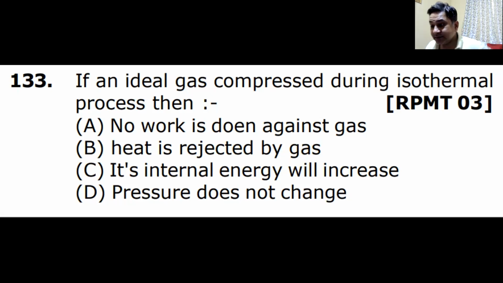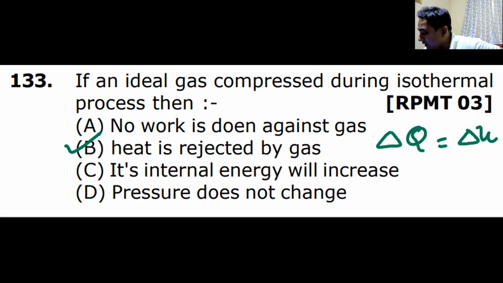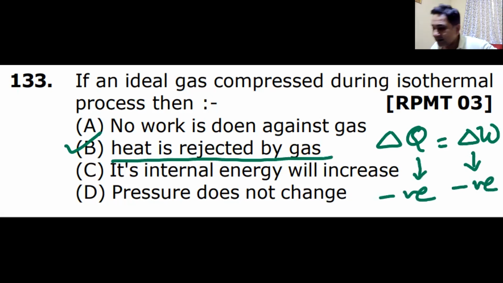And the answer is 2. God is helping you a lot. So how do I get the answer? For an isothermal process, delta Q is equal to delta W. The gas is compressed, so this is negative. If this is negative, this will be negative. This is negative means heat is rejected by the system. Do we understand this? Yes or no?